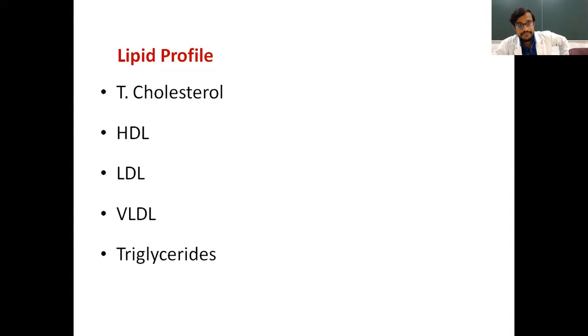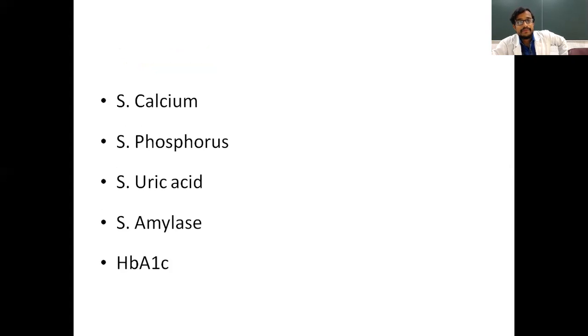And the other parameters that we estimate are serum calcium and phosphorus, which are generally done in bone diseases, and serum uric acid levels, which we estimate to see if there is gout, primary gout or secondary gout. We'll see the uric acid levels, which accumulate in the joints and cause inflammation of the joint, arthritis.